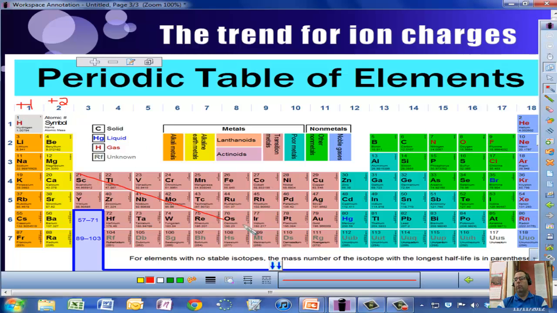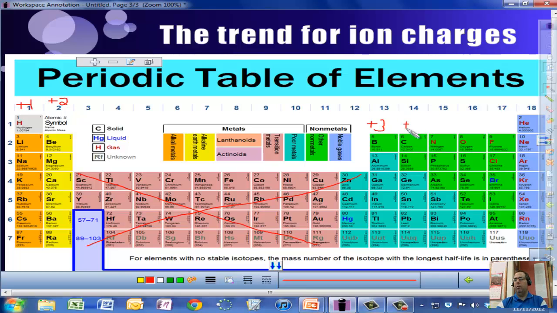Again, we're going to skip this large middle portion of the periodic table because some of them will usually be +1 or +2. Again, we'll just talk about those later on. So we're going to jump over here. 3 valence electrons, we're going to be +3.